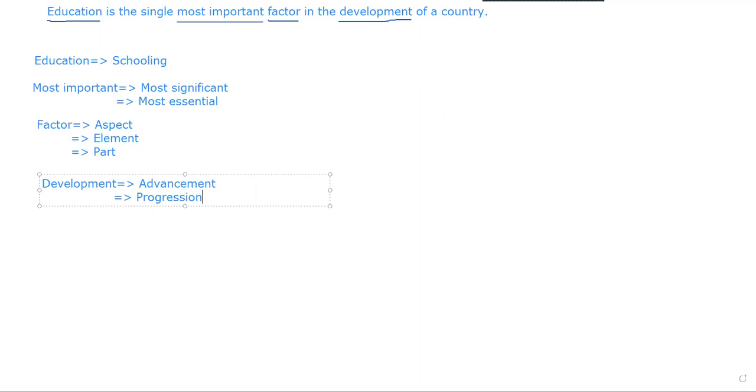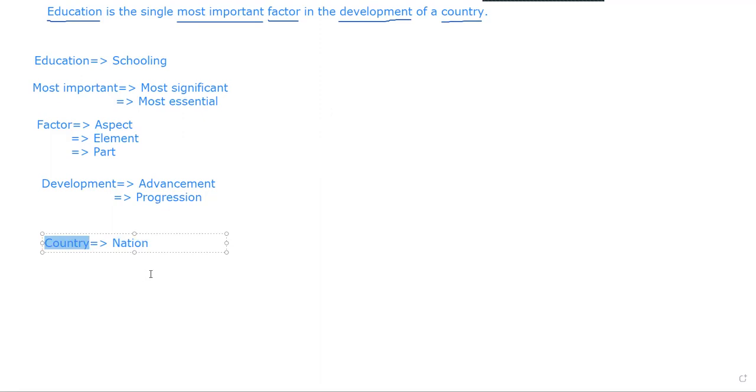And lastly, maybe for this word, country. Instead of country, you can simply say nation.